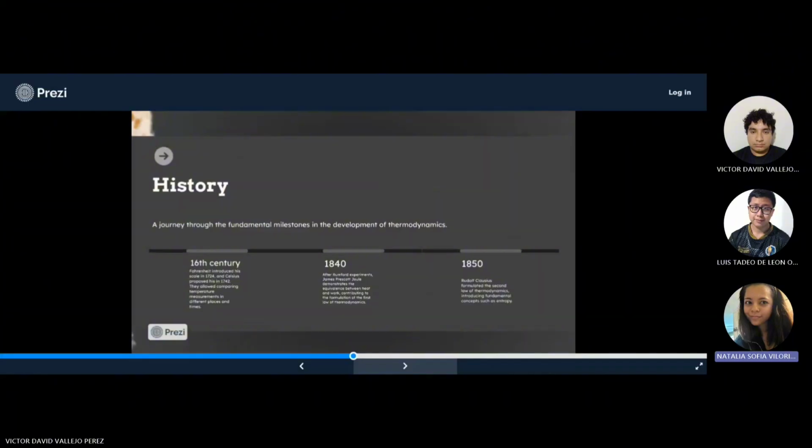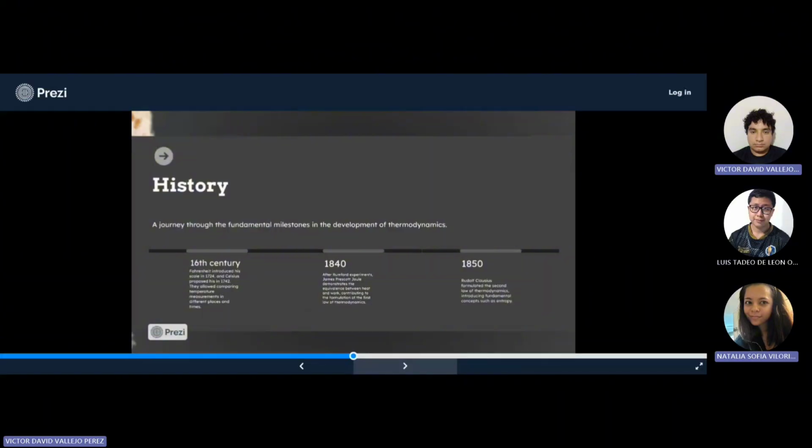Now, let's recap the history of these concepts. The understanding of temperature and heat has evolved over the centuries. Where are we going to start? One of the first milestones was the development of thermometers. Galileo Galilei built one of the first thermoscopes in the 16th century. It was a device that showed changes in temperature, but it did not have a standardized scale.